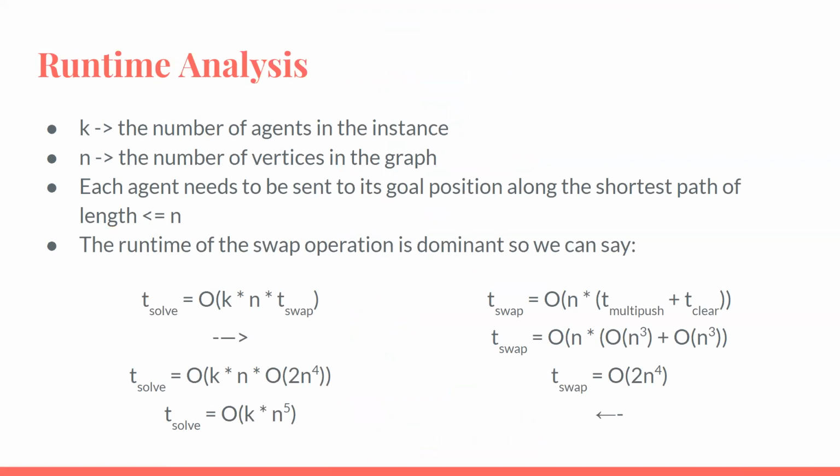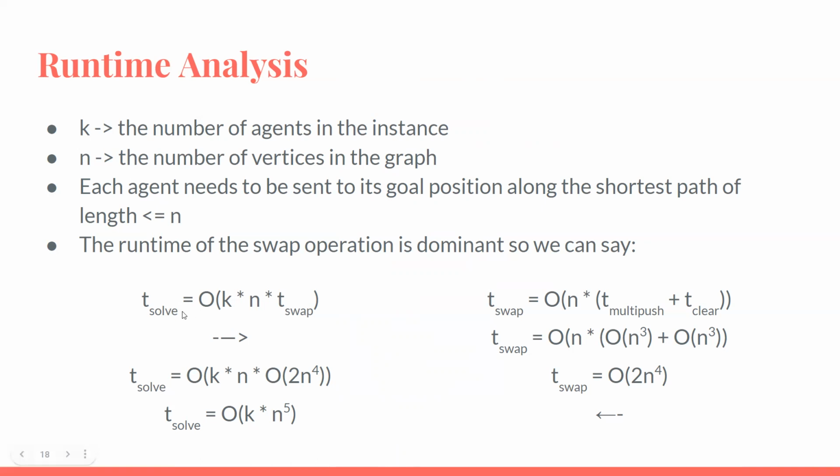So K refers to the number of agents in the instance, and N refers to the number of vertices in the graph. Each agent needs to be sent to its goal position along the shortest path of length less than or equal to N. And the runtime of the swap operation is dominant.